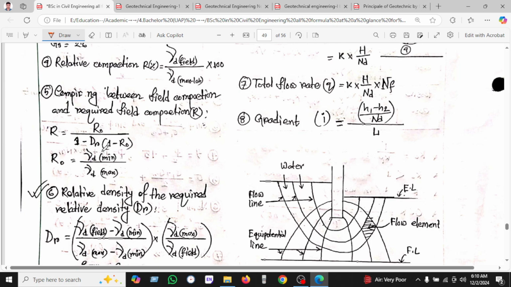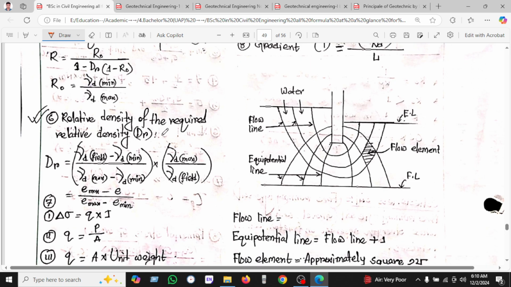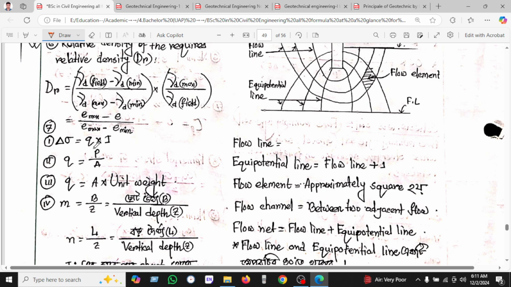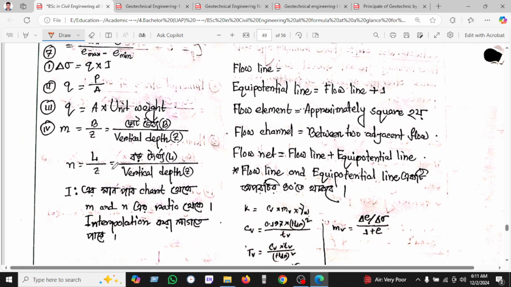Relative compaction R equal to R naught, 1 minus D r, or gamma d minimum divided by gamma d max. And relative density, we will use this formula: Dr equal to gamma field minus gamma minimum over gamma maximum minus gamma minimum, or e maximum minus e over e maximum minus e minimum, where e means the void ratio. And we will find delta sigma equal to q into I, q equal to P by A, and q we can find as unit weight times depth.